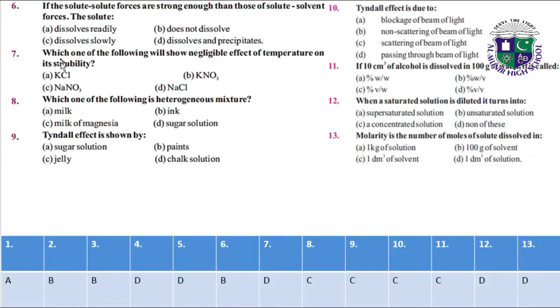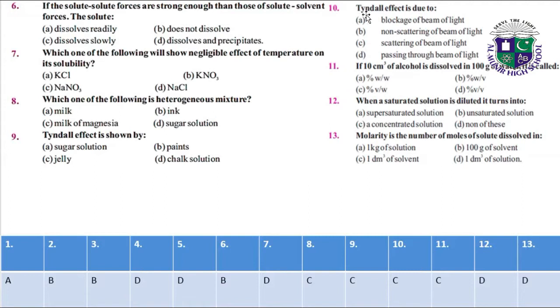Number 7, which one of the following will show negligible effect of temperature on its solubility? The correct answer is D, NaCl. Number 8, which one of the following is heterogeneous mixture? Correct answer is C, milk of magnesia. Number 9, Tyndall effect is shown by. The correct answer is C, jelly.